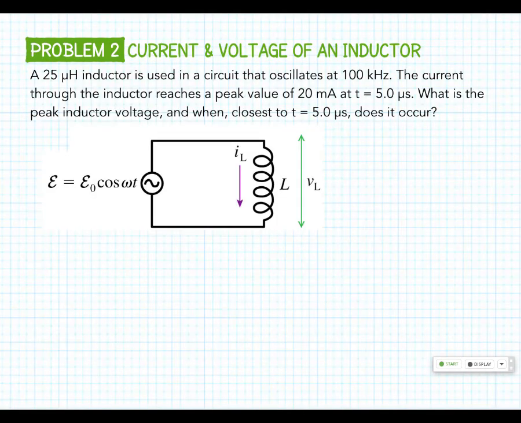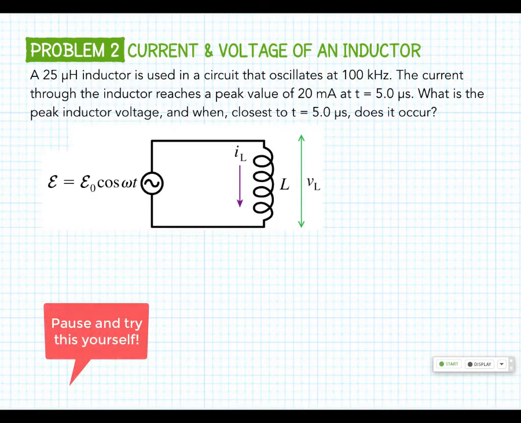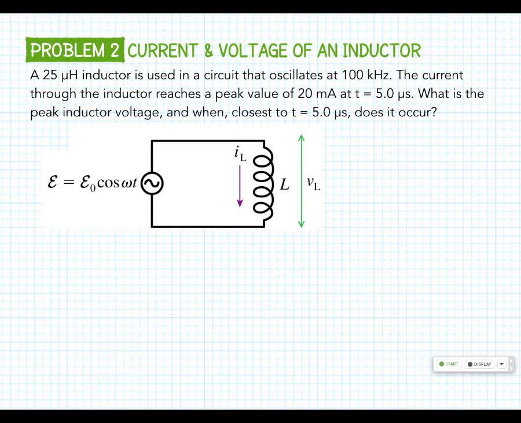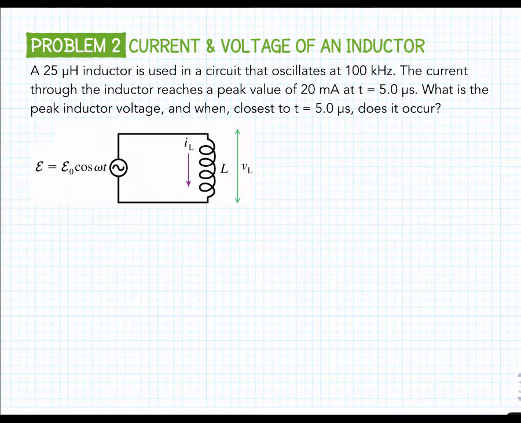All right, so let's try a problem where we use this. Remember, that's microhenries. All right, so let's talk. The first part of this problem is relatively straightforward. It's just plugging stuff in. So we have this system where we just have a voltage source and we have an inductor, okay?